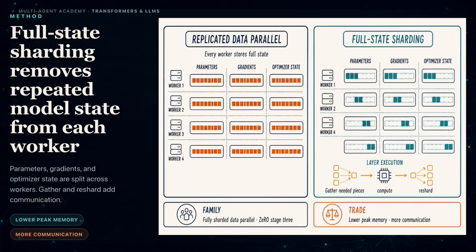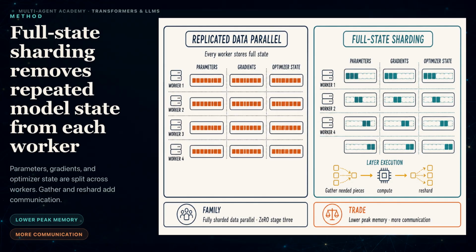Standard data parallelism repeats parameters, gradients, and optimizer state on every worker. Full-state sharding divides those three categories across the workers instead. A worker gathers the parameter pieces required for the current layer, performs its computation, and later releases or reshares data according to the software schedule. This can make a much larger model fit because no worker permanently stores every copy of the full training state.